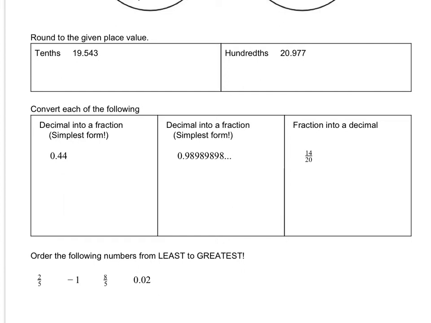Next part, we are going to round to the given place value. The first one says you're going to round to the tenths position. Well, the 5 happens to be in the tenths position. You look behind the 5. Well, that's a 4. So we don't have enough to shove it up to 6. So you're going to rewrite it as 19.5. And you're going to drop the rest. You can write them as zeros, but really you don't need to because it's behind the decimal point, so it's not going to change the value of that 5.